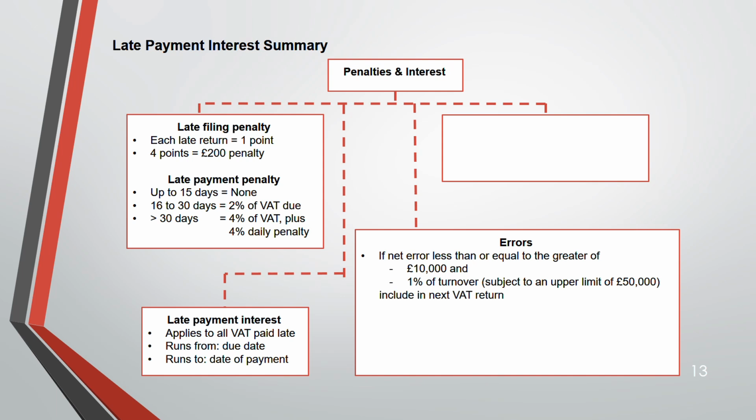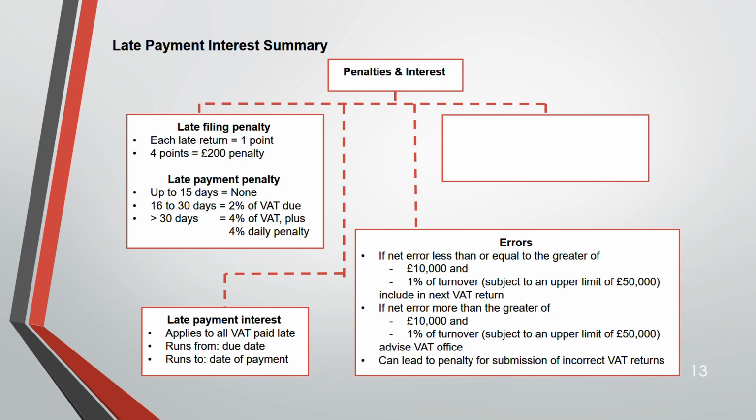That means more than 50,000 they will not accept. Include it in your next VAT return. If your net error is more than the greater of 10,000 and 1% of turnover, advise the VAT office. This can lead to a penalty for submission of an incorrect VAT return.